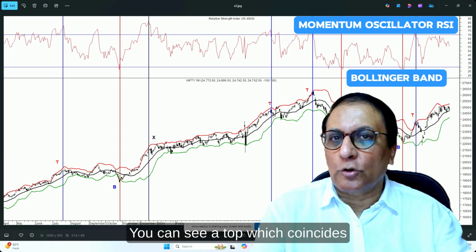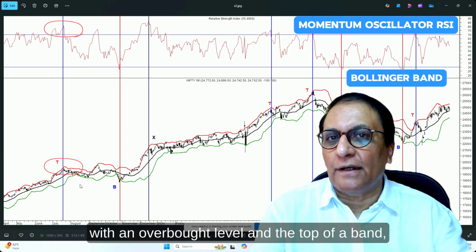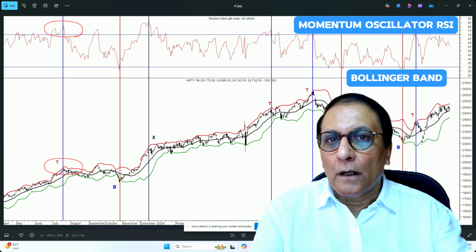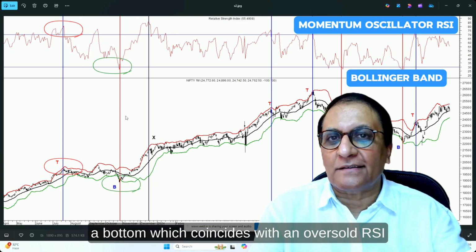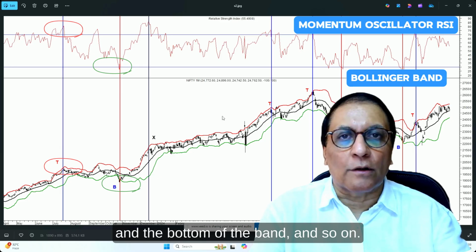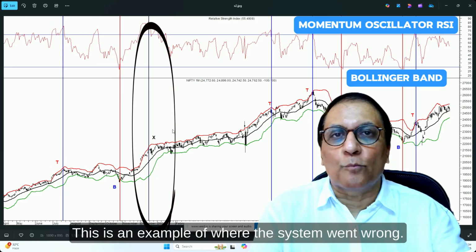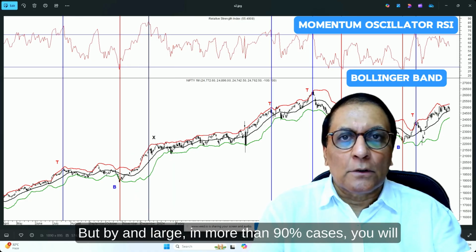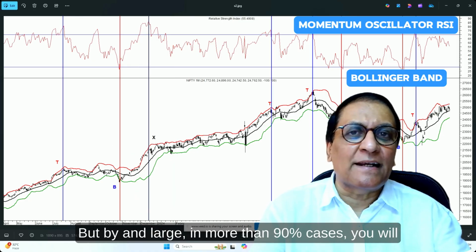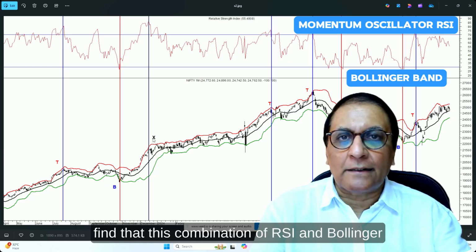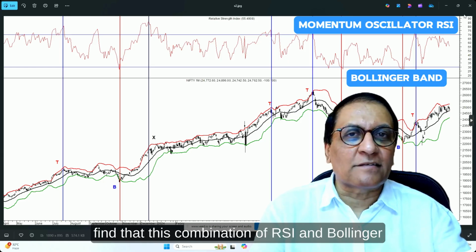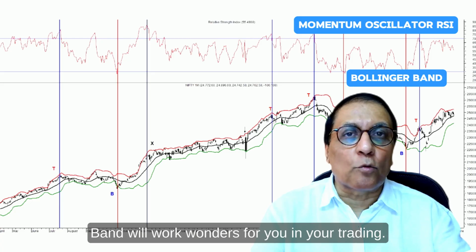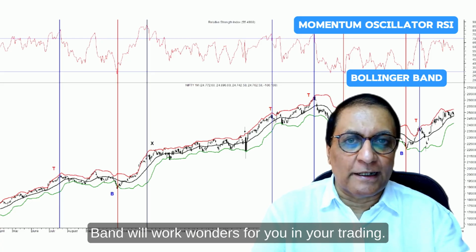You can see a top which coincides with an overbought level and the top of a band, a bottom which coincides with an oversold RSI and the bottom of the band, and so on. This is an example of where the system went wrong. But by and large, in more than 90% of cases, you will find that this combination of RSI and Bollinger Band will work wonders for you in your trading.